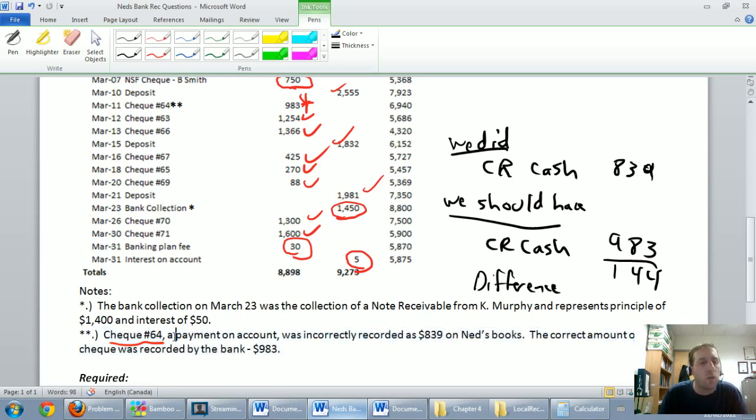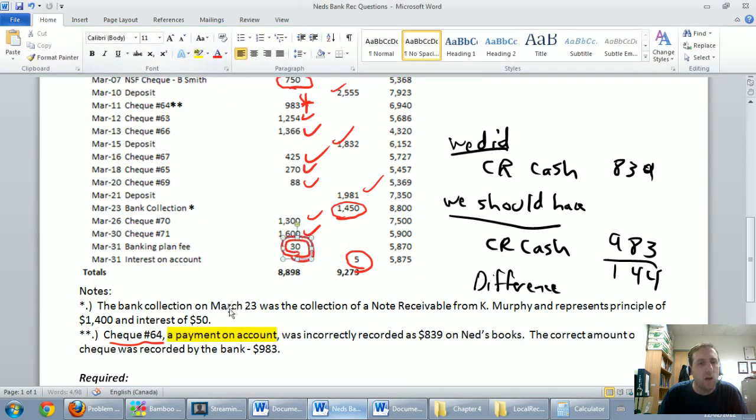Now I kind of glossed over this the first couple of times we've looked at it, but I just want to note it now, this phrase, a payment on account. So we went credit cash, and it was for a payment on account. Aha! A payment on account means if we receive it, somebody else is paying us on account, but this was us paying somebody on account. If I pay somebody on account, it's because I'm paying down my accounts payable. So I went debit accounts payable, credit cash, 839. I should have gone debit accounts payable, credit cash, 983.